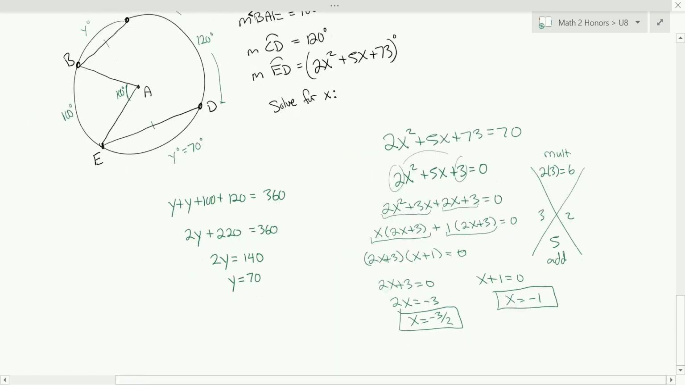Any questions on that one? I needed to give you that extra piece of information that the chords were congruent. Sorry about that. But this is, again, kind of the type of problem that you're going to see.